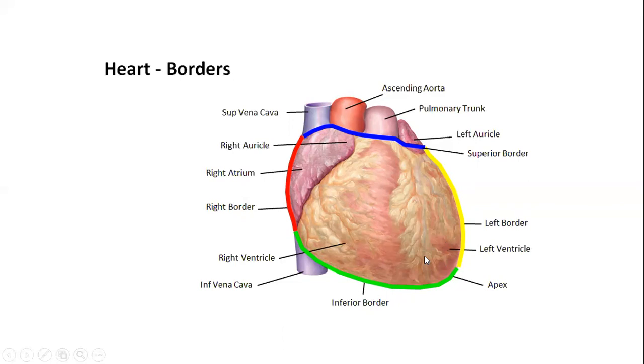So the borders of the heart include a right border, a left border, superior and inferior borders. Right border is convex, left border is oblique to almost vertical, superior border is slightly oblique, and inferior border is almost horizontal.